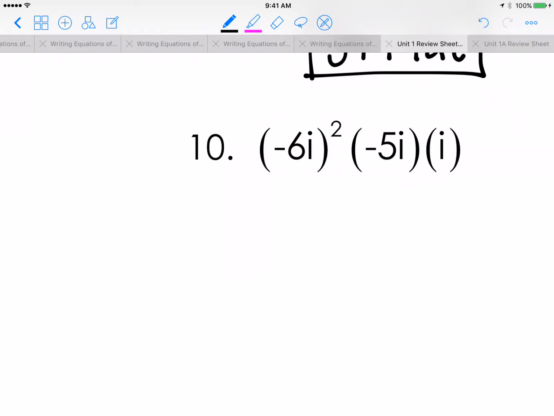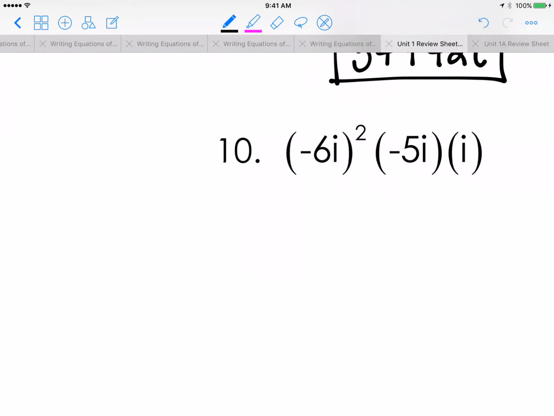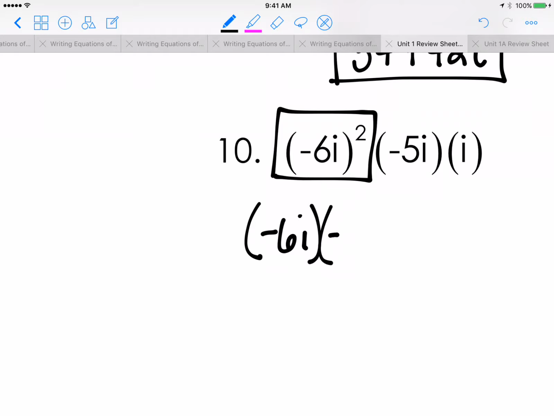Okay, number 10. So I'm going to deal with this first. So what this means is you're going to write this twice. So you get negative 6i times negative 6i. Well, what does that give you? Well, hopefully you'll say 36i squared.